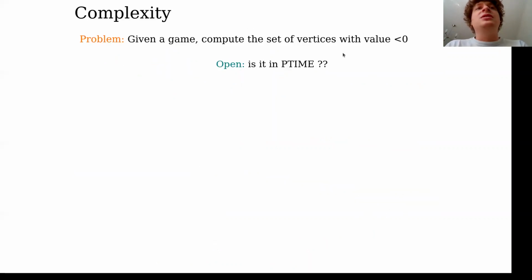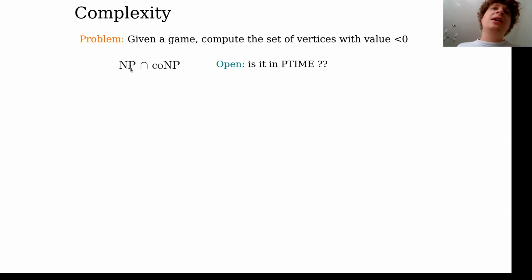And we will be interested in the complexity of MeanPayoff games. So the decision problem is to compute the set of vertices that have value non-positive or strictly negative. This problem belongs to NP and to co-NP. The reason is again that the optimal strategies are positional. So a certificate of having a negative value is an optimal strategy for the minimizer, and this can be written and verified in polynomial time.